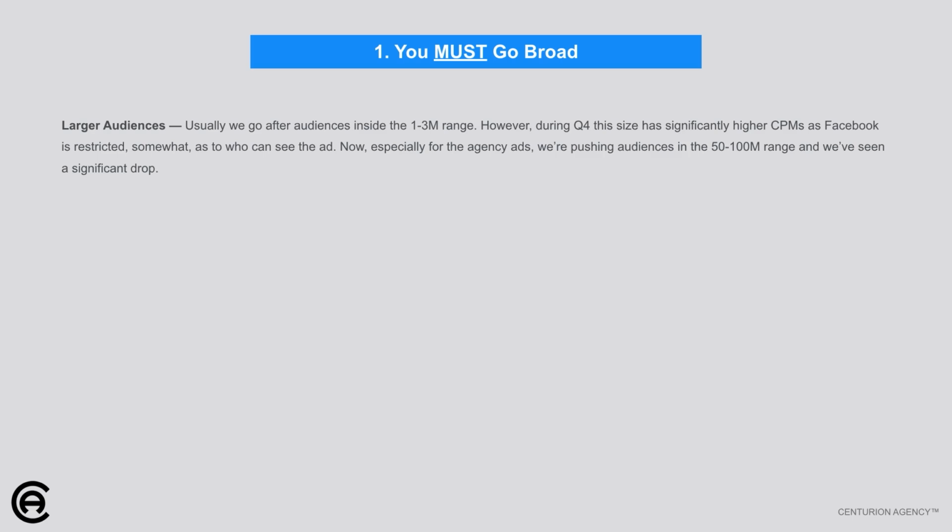However, during Q4, this size has significantly higher CPMs as Facebook is restricted somewhat as to who can see the ad. They're kind of boxed in, right? Which is fine usually, but in Q4, it's going to warrant significantly higher CPMs. Now, especially for agency ads, we're pushing audiences in the size of 50 to 100 million, audiences of that size. We've seen a significant drop in CPM.